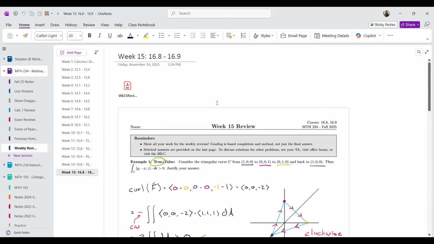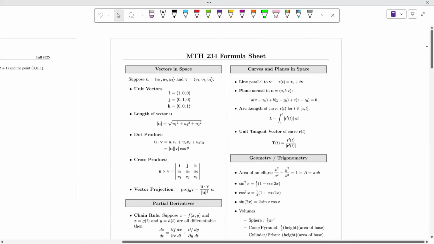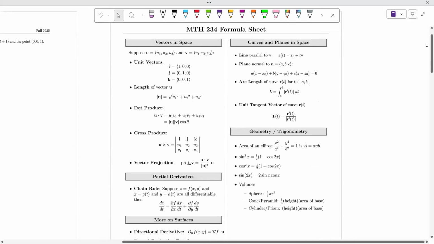Also, the weekly reviews are a pretty good spot to go review material. I have all of the weeks with their worked out solutions posted in my notes as well. So if you haven't been looking at those, it might not be a bad idea to take a peek at them. All right, and with all of that said, now let's return to the practice exam, including looking at our formula sheets, because it's got a bunch of good stuff on here.